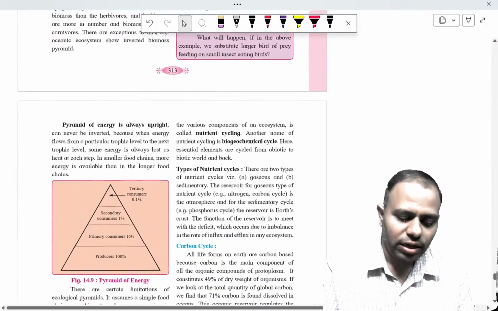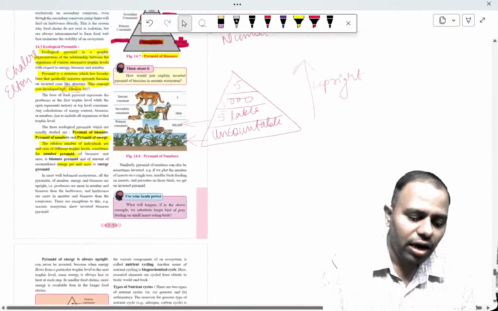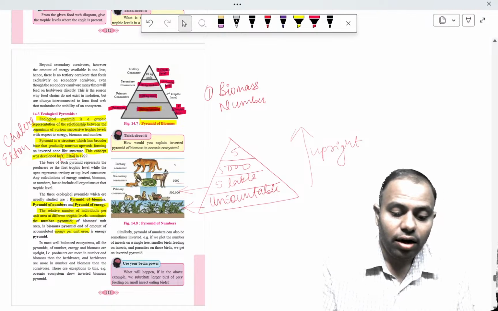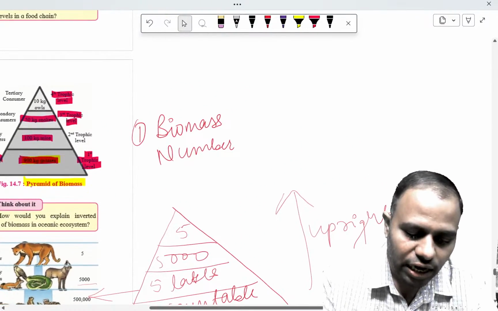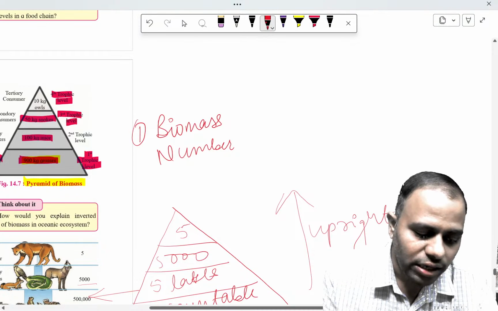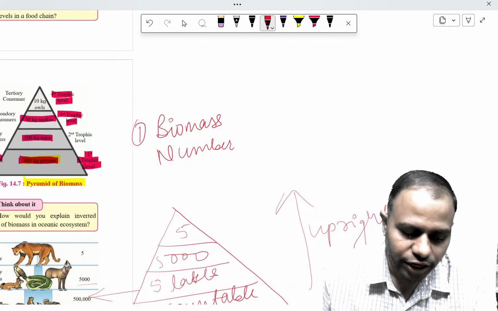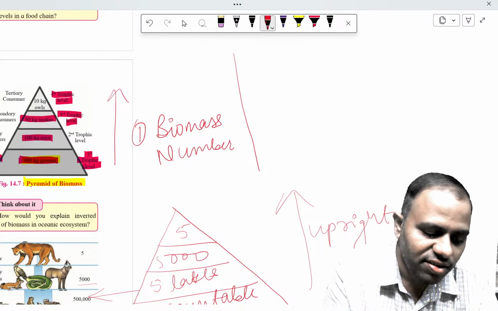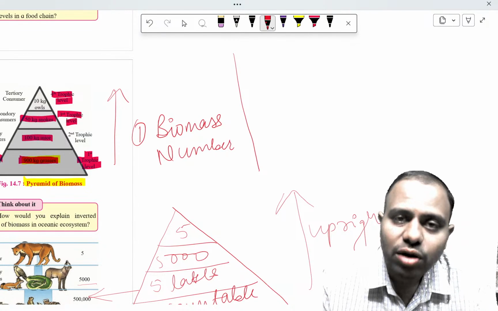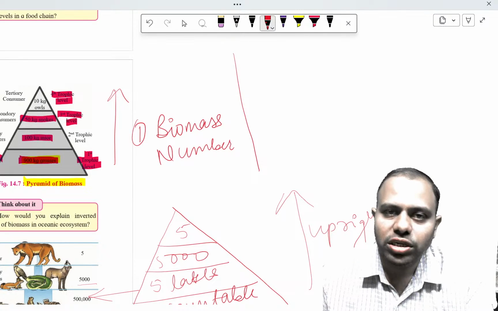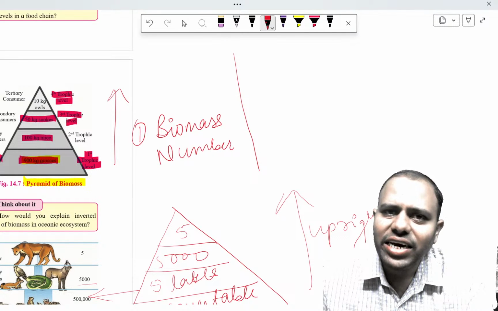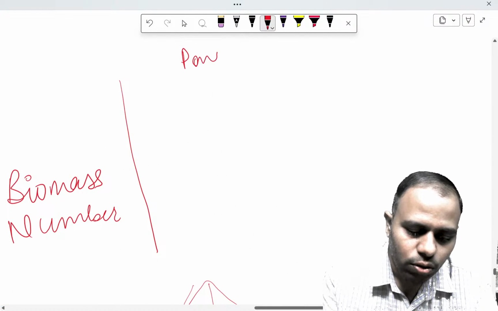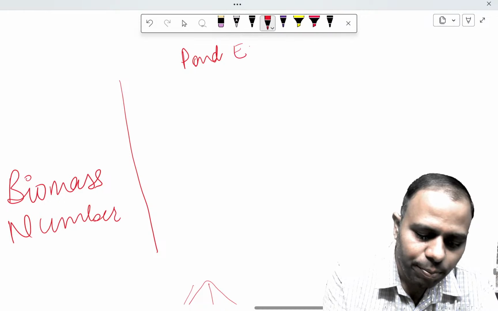Now we are going to see that sometimes the pyramid of biomass and number can be inverted also. I'll tell you an example where the pyramid of biomass is inverted. This is an upright pyramid. For example, the pond ecosystem. You can write this example if you want.